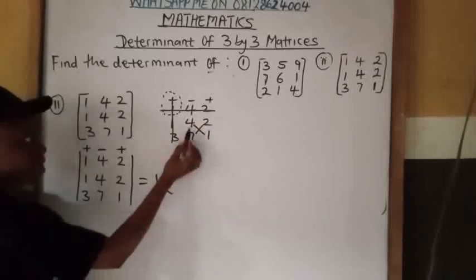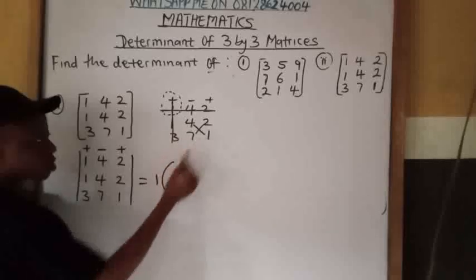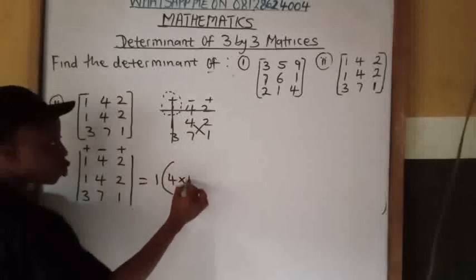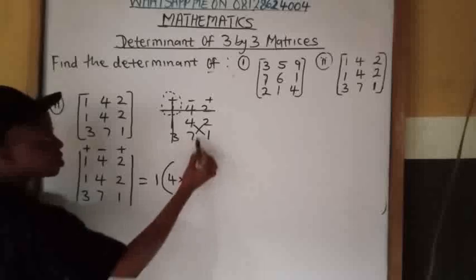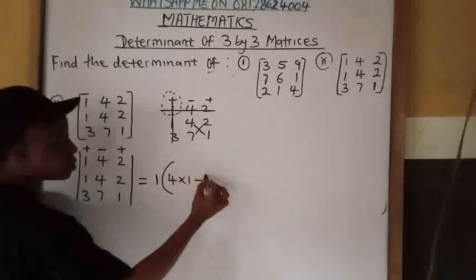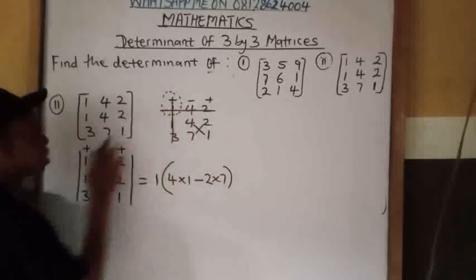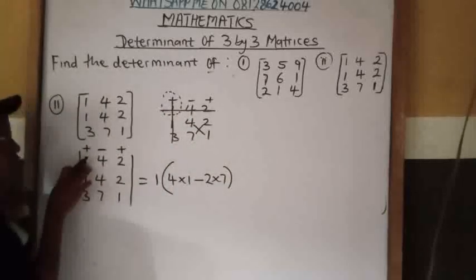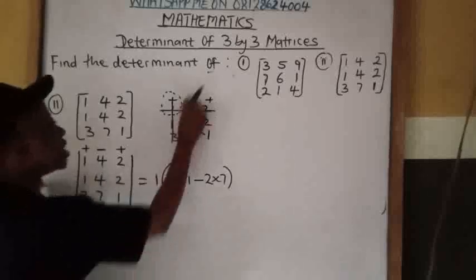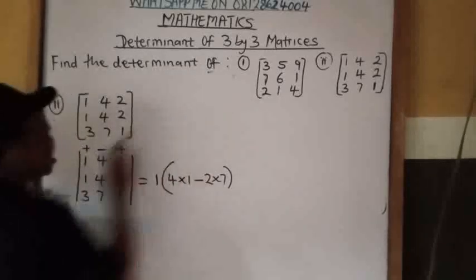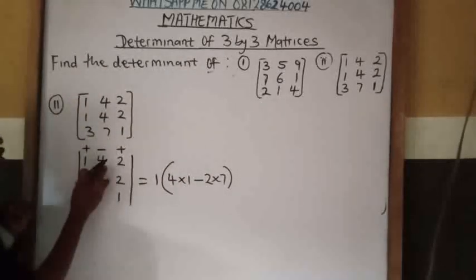You cross multiply. So that will be 4 times 1, minus 2 times 7. You are done with the first element. Now let's move to the second element on the first row.